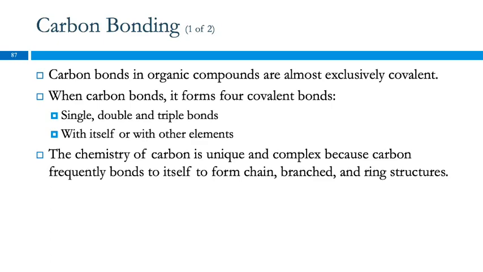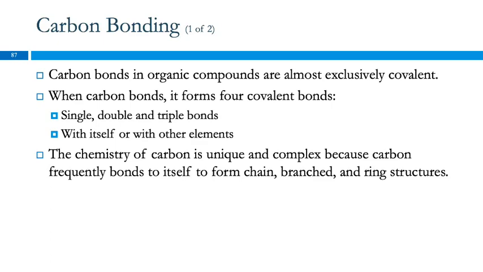Carbon makes covalent bonds exclusively, and when it bonds, it makes 4 covalent bonds. We'll learn later why that is, but for now, just believe me. Those could be single, double, or triple. A triple is 3 bonds, so you could have a triple bond and then 1 single bond, or you could have 2 double bonds, etc. And carbon can bond with itself or with other elements.